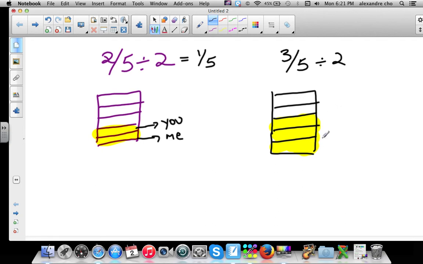So the best way was to cut this in half. By cutting this in half, we create 6 pieces, which now one person can take these 3, and the other person can take these 3. So 3/5 divided by 2 means that each of us will take 3 pieces, 1, 2, 3, out of a total of, if you count every piece here, 10. So 3/5 divided by 2 means 3/10 for one person and 3/10 for the other person. Okay?